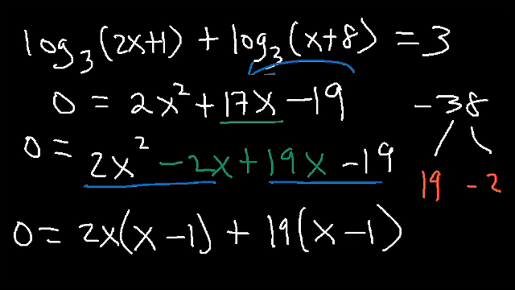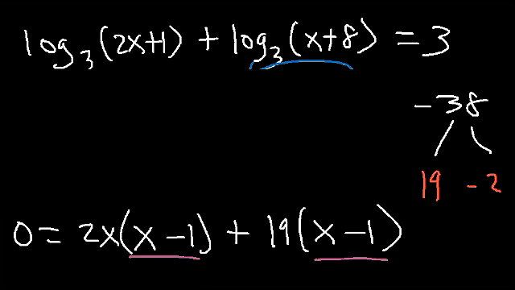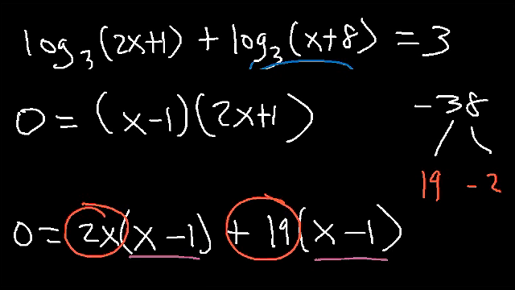Notice that we have a common factor, x minus 1. When you see that, that means you're on the right track. So let's factor out x minus 1. Now what's going to go inside the second parentheses? It's going to be what's outside of x minus 1, the 2x and the plus 19. So we can put that here. So now we can solve for x.